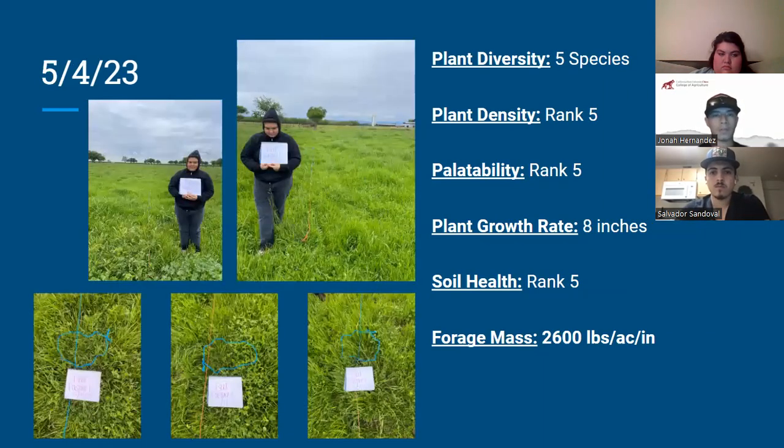And then for our final transect date, 5-4, we had a plant diversity of 5 species, a plant density of 5, a palatability of 5. We had a growth rate of 8 inches, so about a 2-inch growth rate. Soil health, we ranked it a 5, just because you can see the plants are growing extremely well compared to the previous weeks. And then the forage mass, we got a 2,600 pounds per acre per inch.